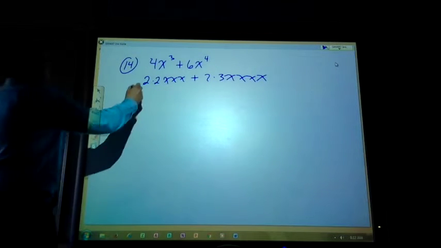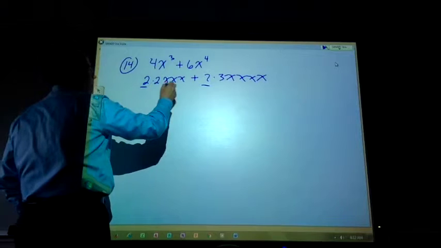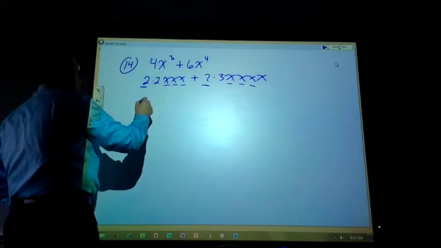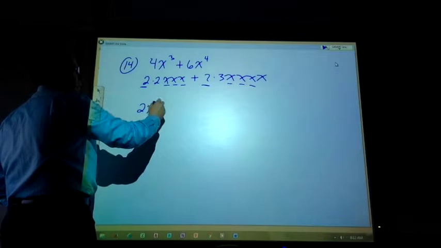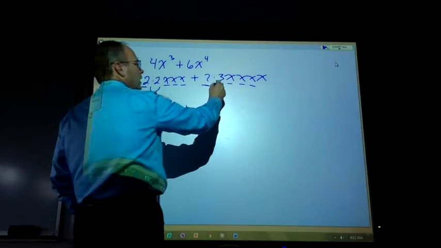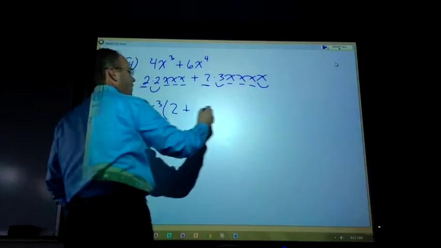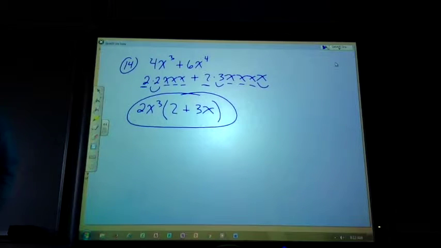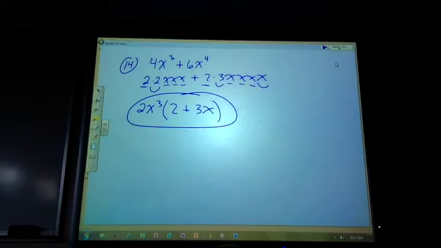All right, so I have a 2 in common, and I have x, x, x, and I have x, x, x. So if I factor a 2x to the third out of here, that leaves me just this 2 plus. I have a 3 and an x in common here. That's it. That's as far as you can go. So it has a greatest common factor. Sometimes you just have a greatest common factor, and that's as far as you can go. And that particular one is all 11. Okay?